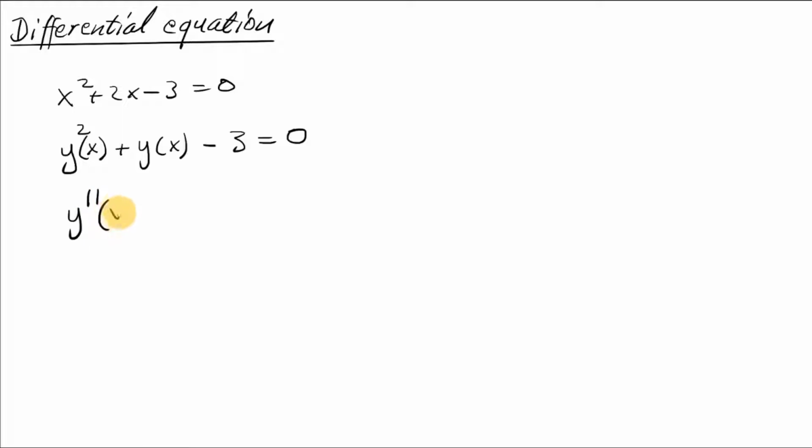Or we could also involve derivatives. For example, if we take the second derivative of y minus the first derivative of y and see when that's equal to the function itself. These two are called differential equations. So here we are seeking an unknown function, not an unknown number, but an unknown function.